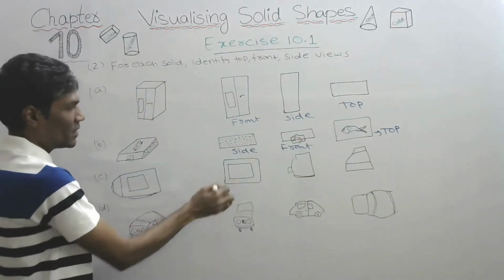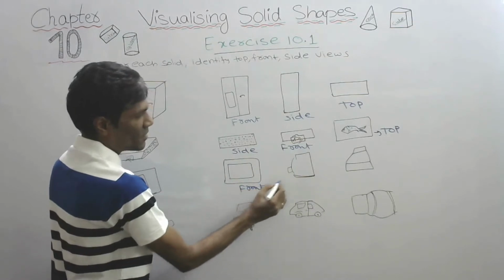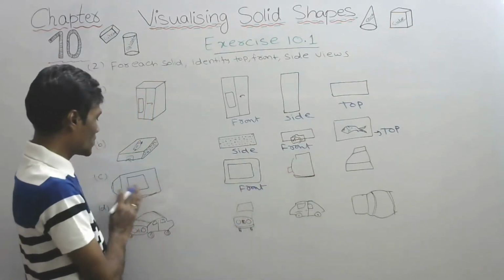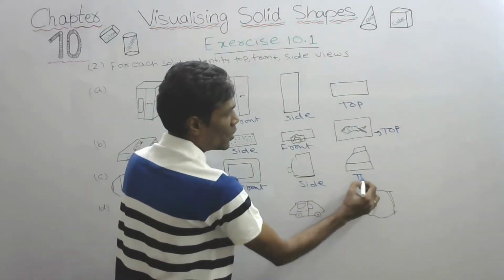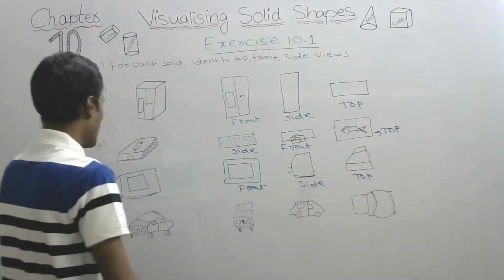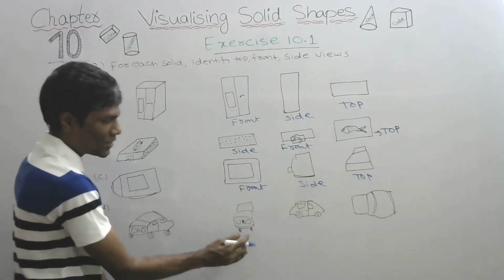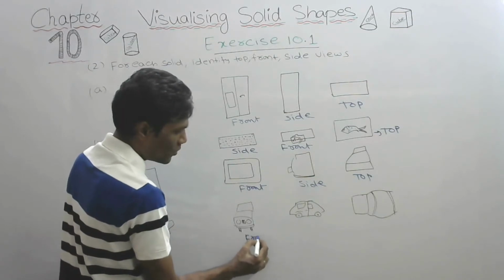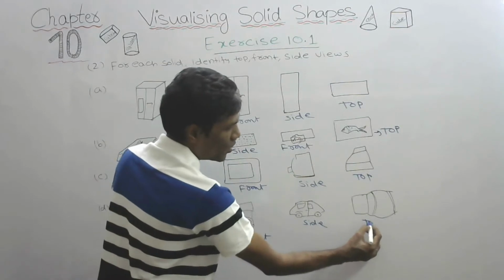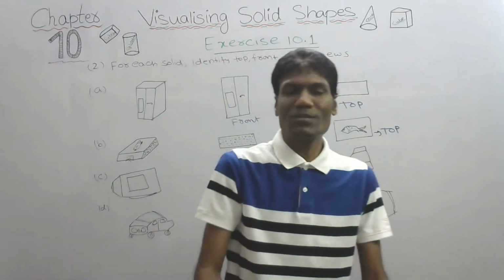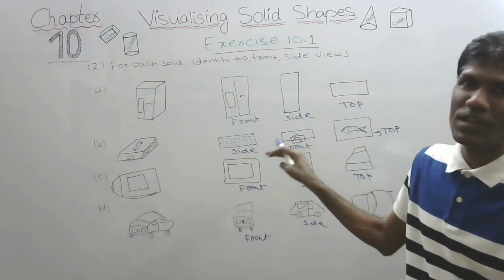Next, monitor. This is directly front view. And this is side view. From side, it will look like this. And this is top view. Now, this is car. This is front view. From front it looks like this, and this is side view, and this is top view. So simple. Just by seeing figures and observing, we can say which type of view is this.